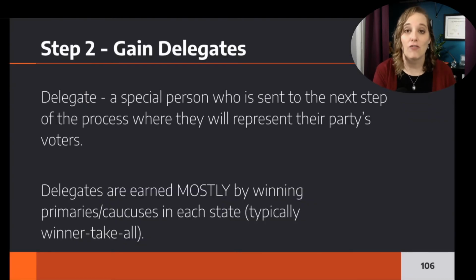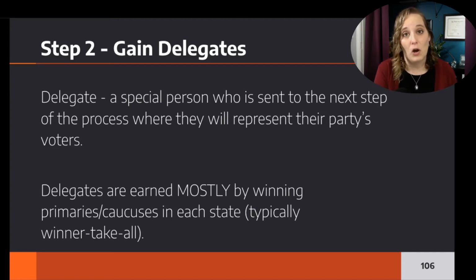What candidates are fighting for during the primaries and caucuses is to win delegates. Each state has a certain number of delegates within that party, and the candidate with the most delegates by the time they reach the national convention gets to be the party's nominee. Delegates are earned mostly by winning primaries and caucuses.